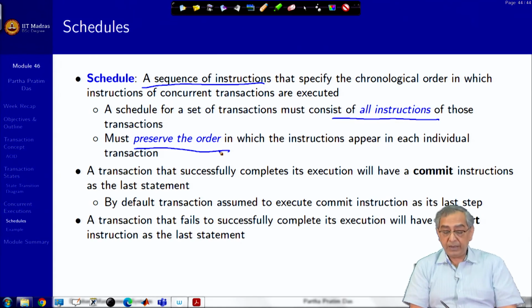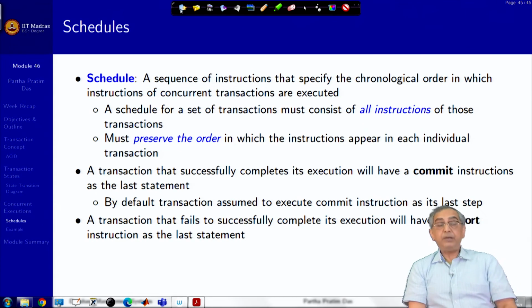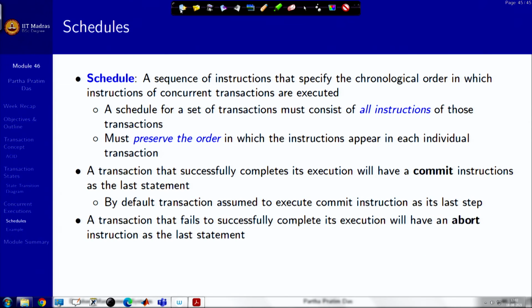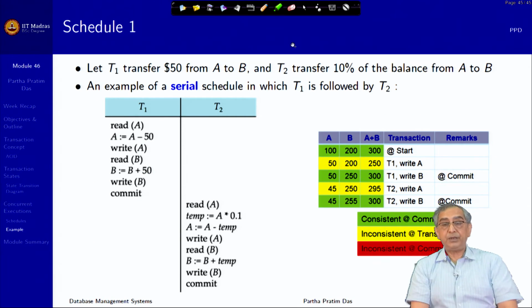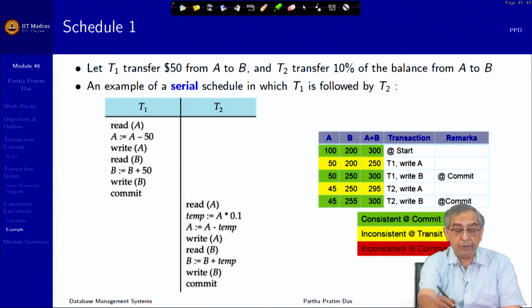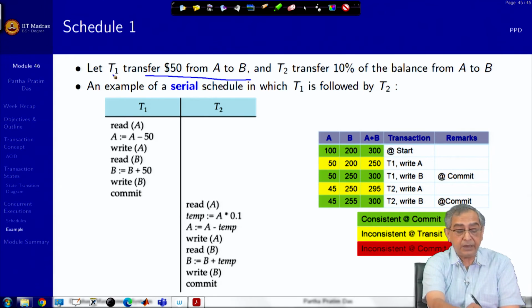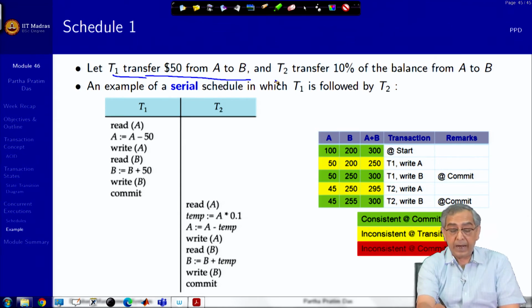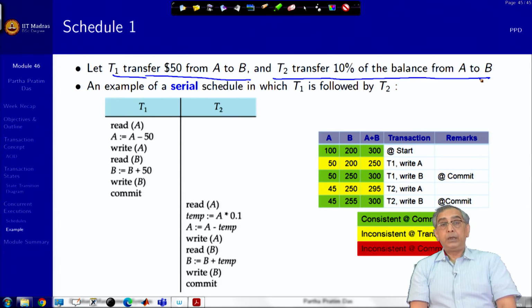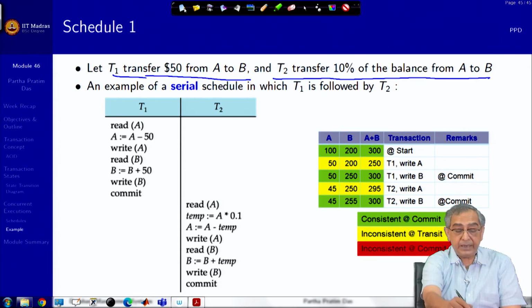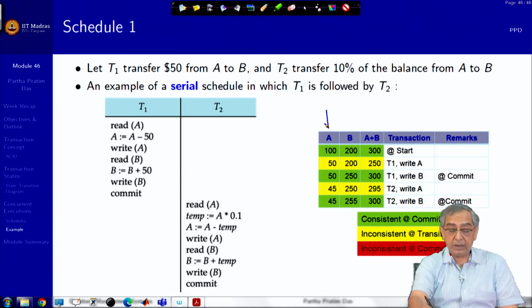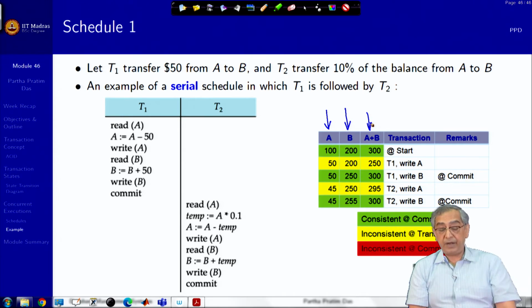A transaction that successfully completes its execution will have commit as its last statement, or commit by default, and one which fails will have abort as its last statement. Right. So, there are two transactions being done. Transaction T1 transfers $50 as we have seen, and transaction T2 transfers 10% of the balance from A to B. Right. And you can see this color code. This is the value of A, this is the value of B, this is the value of A plus B, which has to be an invariant.